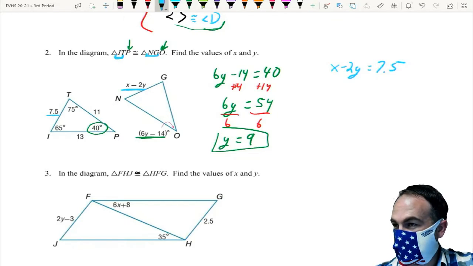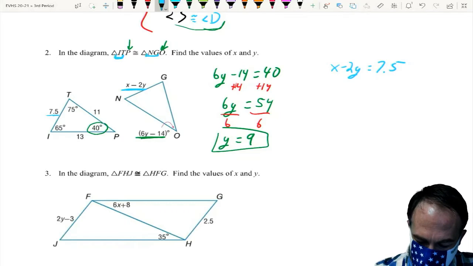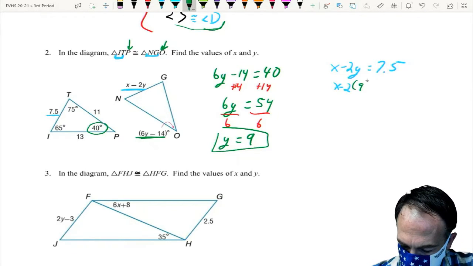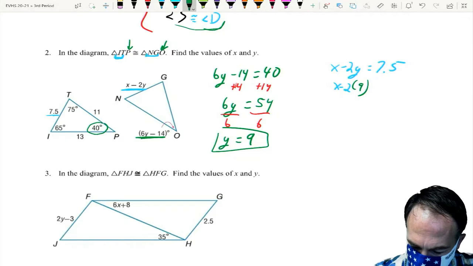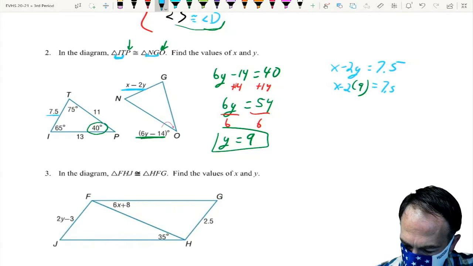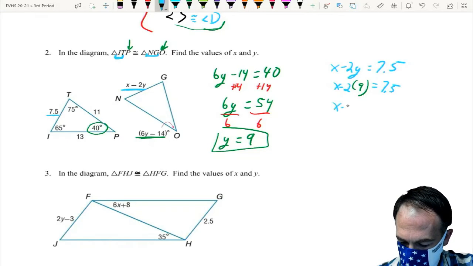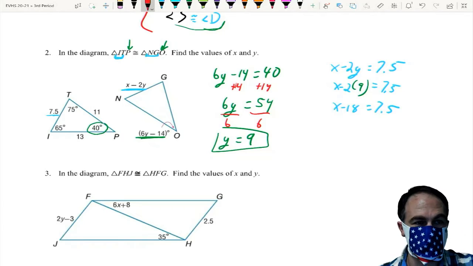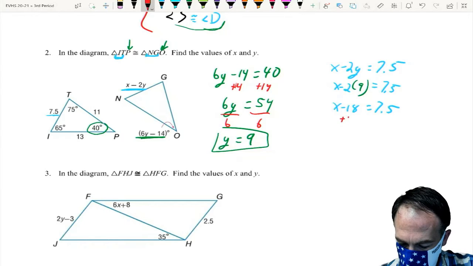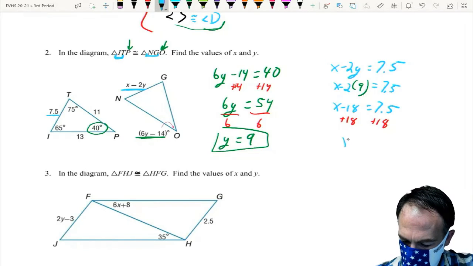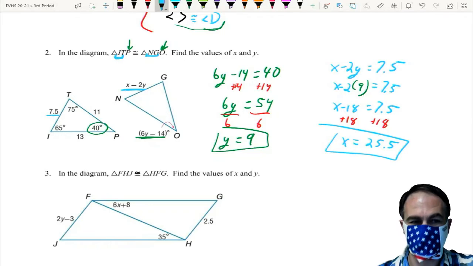And now, since it has both an x and a y in it, I'm going to substitute in, because the y is 9. And now we're just going to simplify. X minus 18 is equal to 7.5. Now add 18, and x is 25.5.